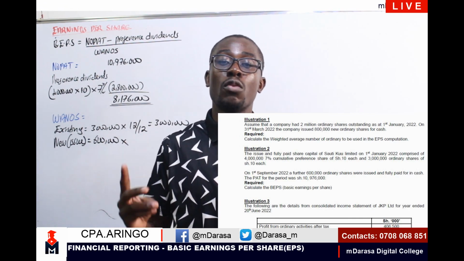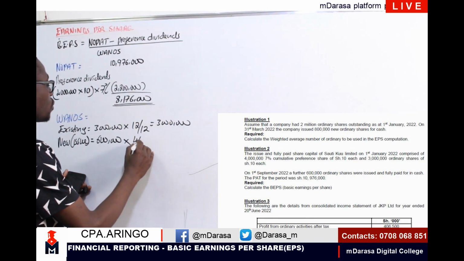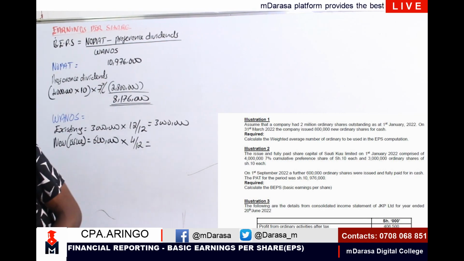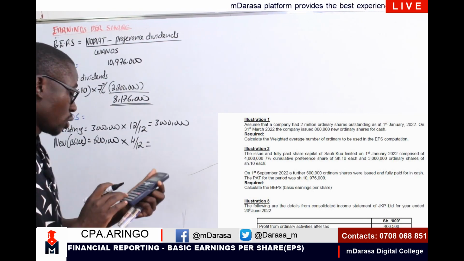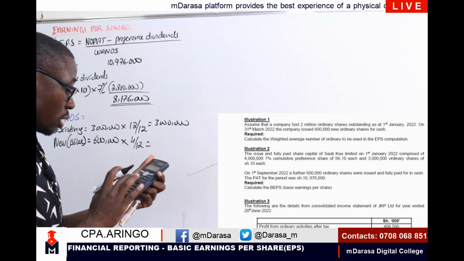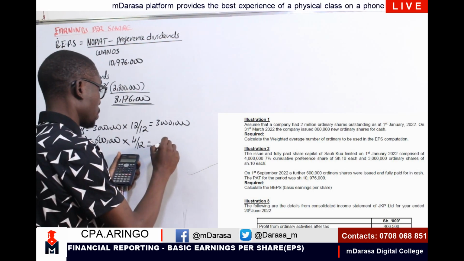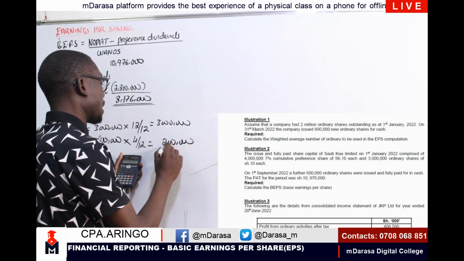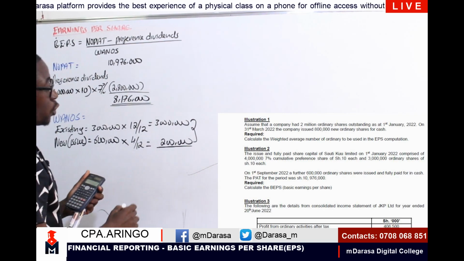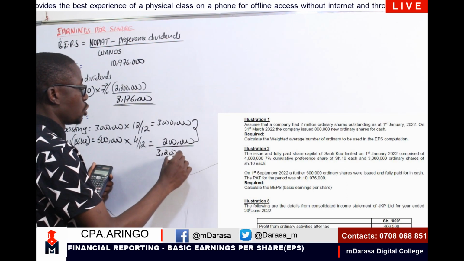So if we issue them on 1st September, how many months are we talking about? September, October, November, December, 4 months. Ideally, you can say 4/12 there. So that should give us how many shares, my good students? 600,000 times 4/12 gives us 200,000. So our total weighted average number of ordinary shares for the period will be 3.2 million.